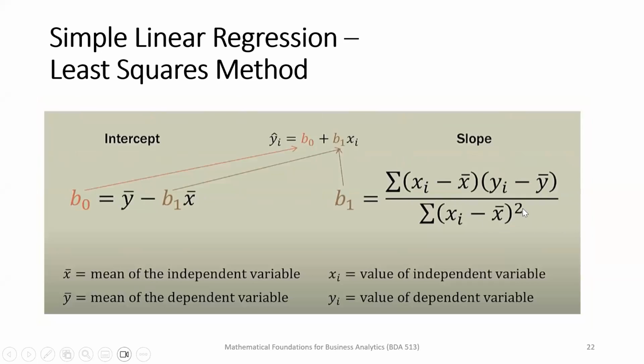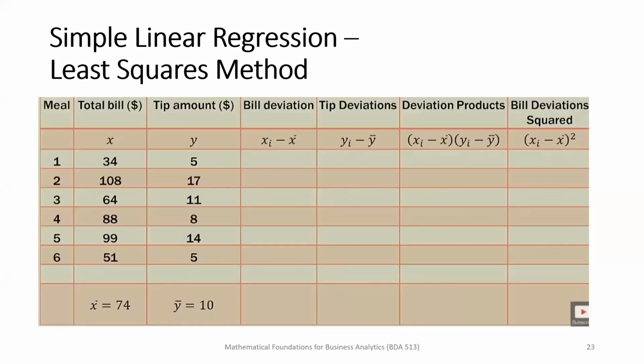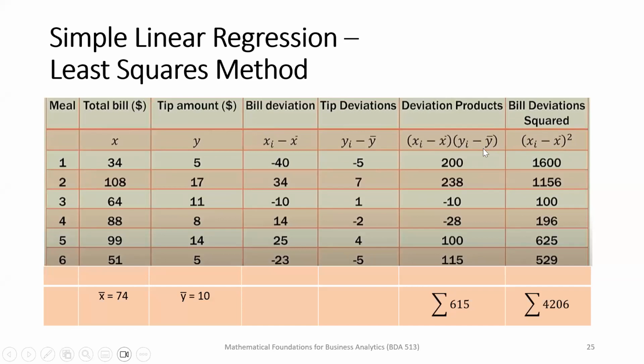Okay? So all that we need to do is that for each Xi minus X bar, let's find the square of it. So the square is here. Okay? So for Xi minus X bar was negative 40. Okay, so if we square it, we get 1,600. Okay, if we square 34, we get 1156.